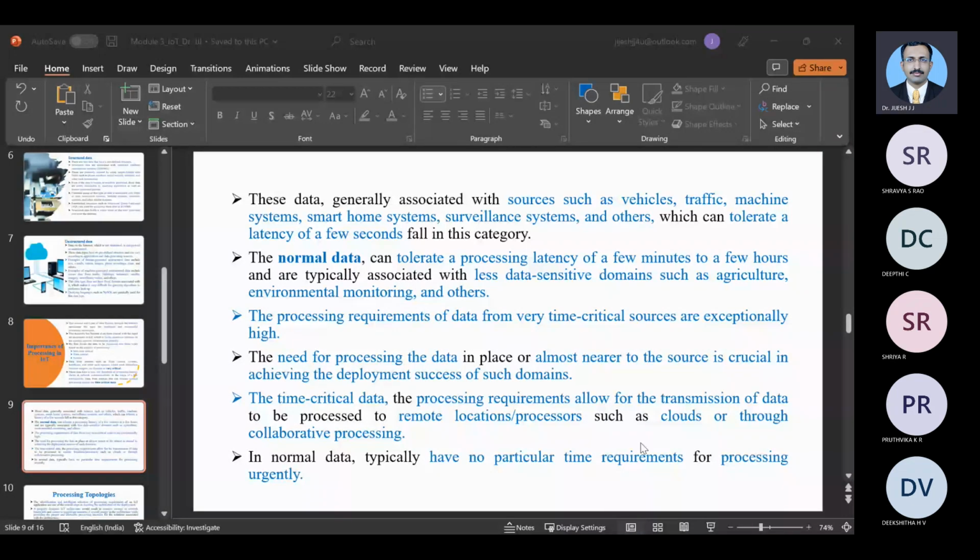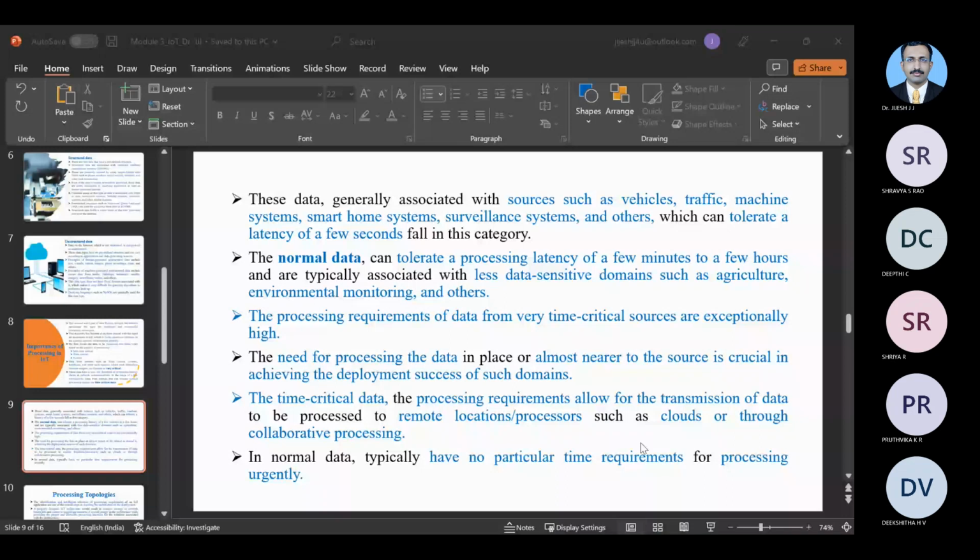So the normal data means what? The normal data tolerates a latency of a few minutes to a few hours, and it is the data associated with domains such as agriculture and environmental monitoring and all those things. If there is a 5-10 minute delay in finding out the agriculture land productivity or what all those are, it's not going to impact anything much, isn't it?